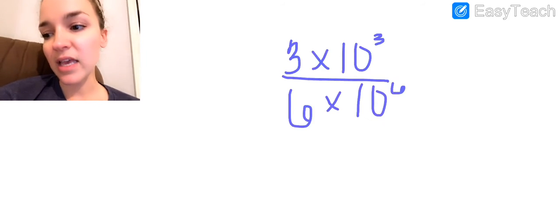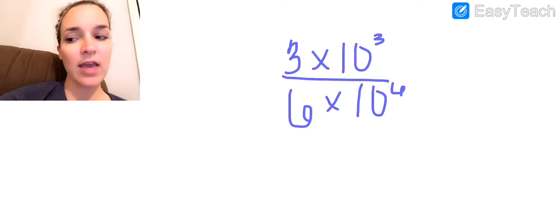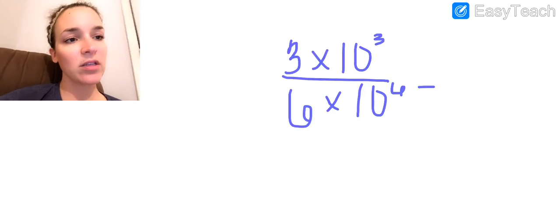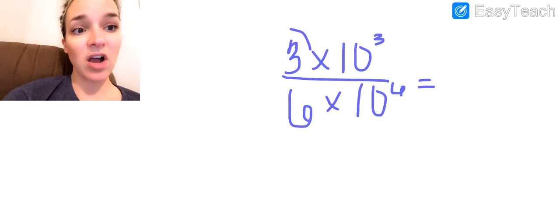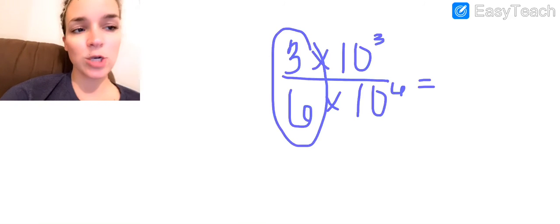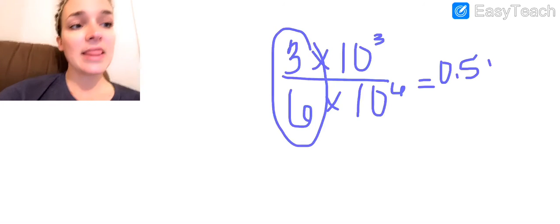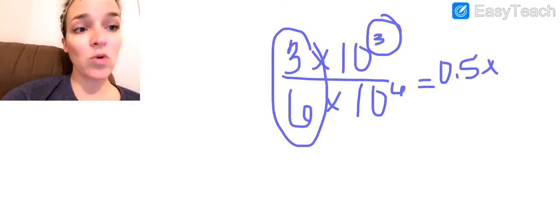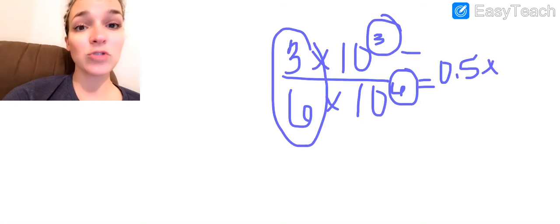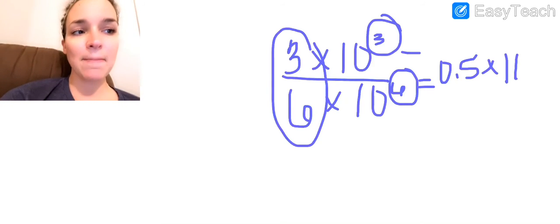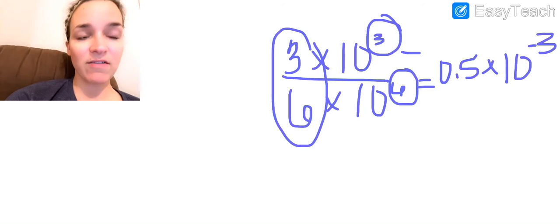So what if we have 3 times 10 to the 3rd divided by 6 times 10 to the 6th? Same thing. I can divide 3 by 6, which is going to give us 0.5. Then we take our exponents and we subtract those. So 3 minus 6 is going to give me -3.